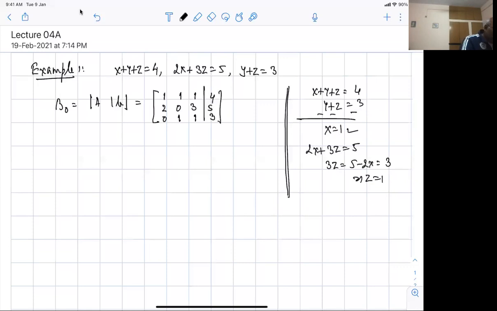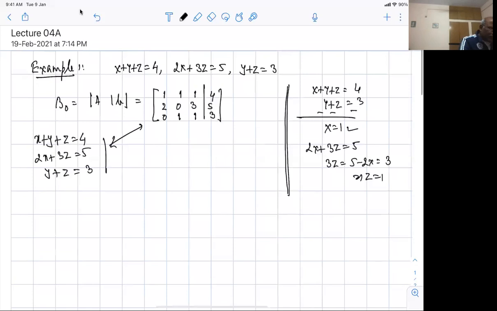So my first equation is x plus y plus z is 4, 2x plus 3z is equal to 5, and y plus z is 3. I've written it just like that, and this is your B0 corresponding to that. At the next stage, what I would like to do is the second equation minus 2 times the first equation. I want to look at this part.